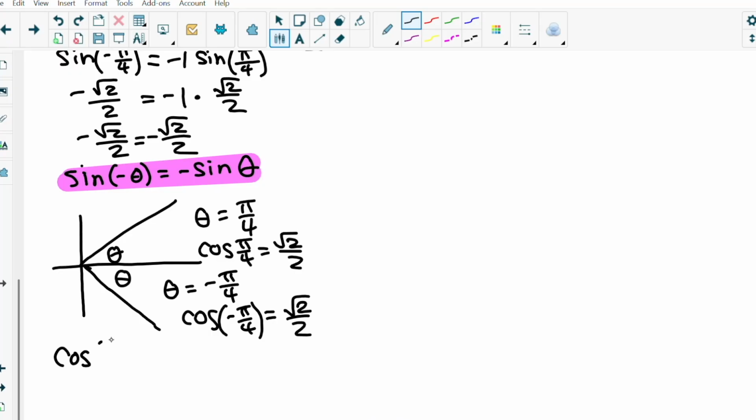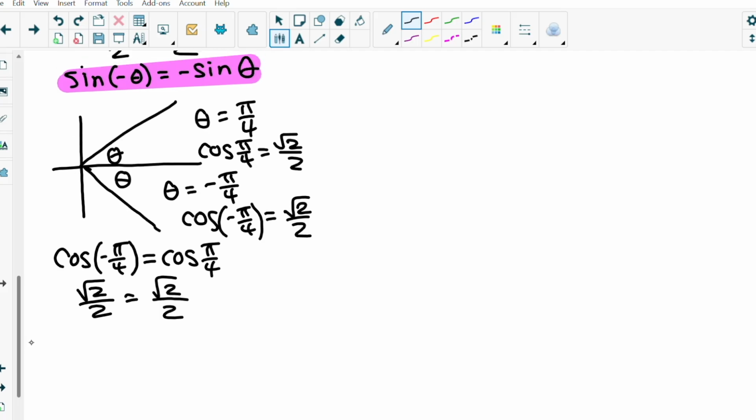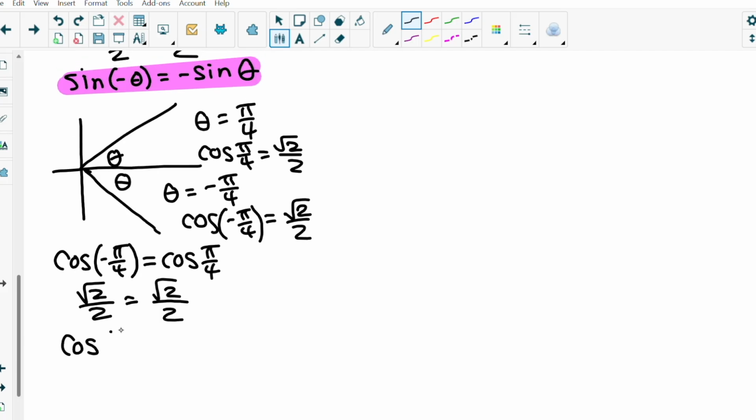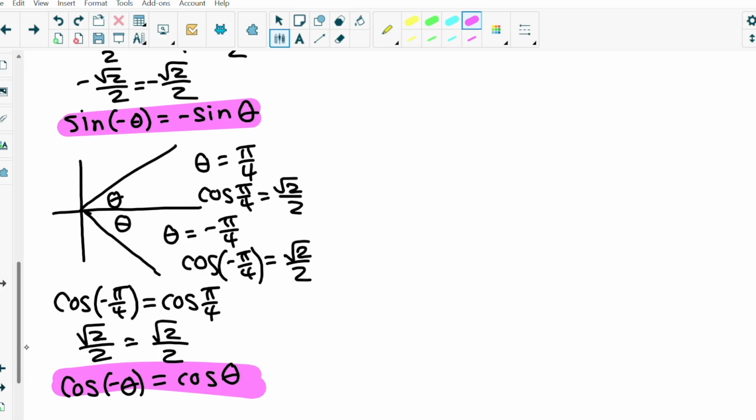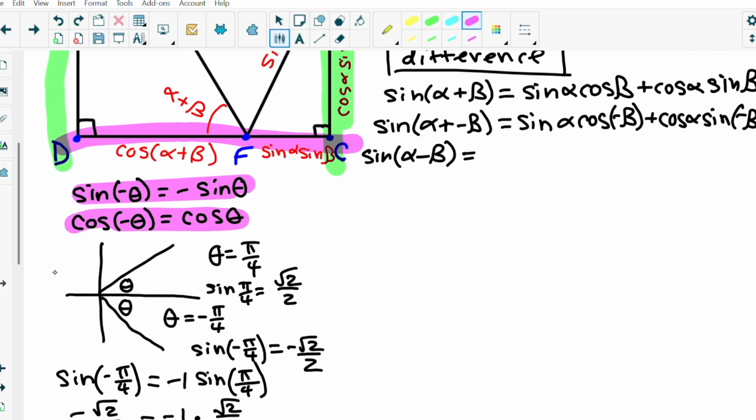That's still square root of 2 over 2. So what does that tell me? Cosine of negative pi over 4 equals cosine of pi over 4. Well, we know that because square root of 2 over 2 equals square root of 2 over 2. So therefore, in general terms, cosine of negative theta equals cosine of theta. Okay? And that's our second one.